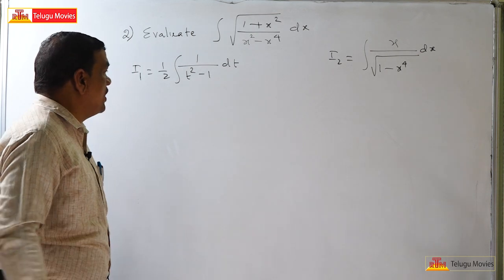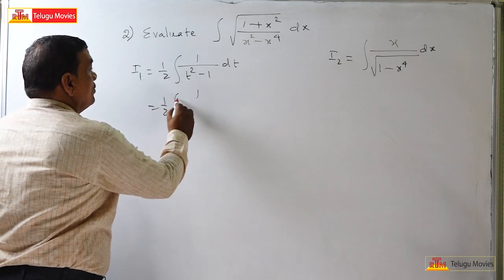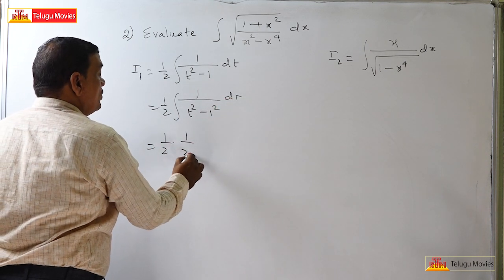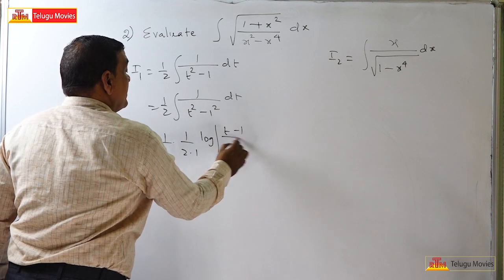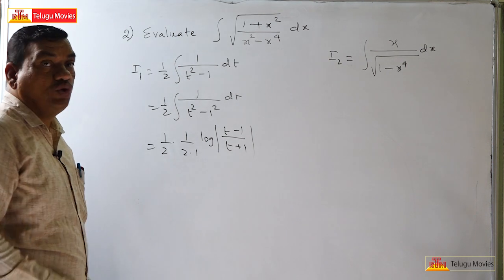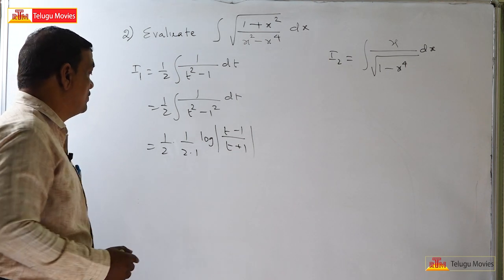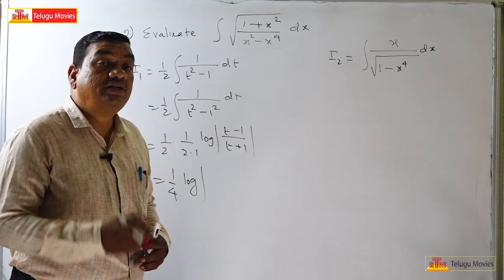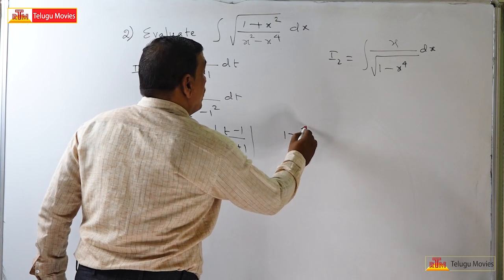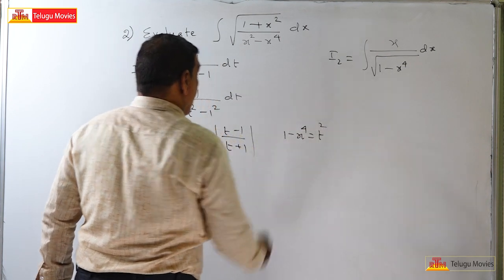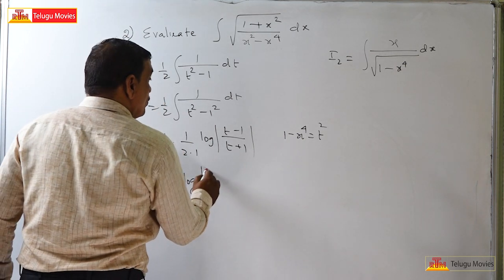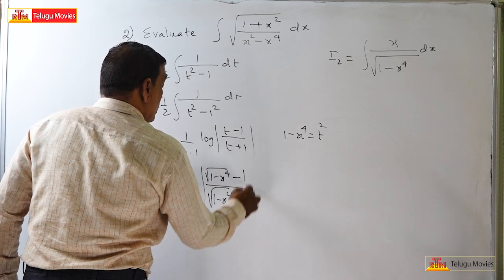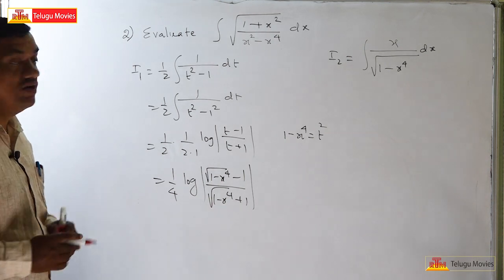Welcome back to the remaining calculation. So this is equal to 1 by 2 into the integral of 1 by t² minus 1² dt. This is equal to 1 by 2 into 1 by 2a into log of t minus 1 by t plus 1. So this is equal to 1 by 4 into log of, what is t here? We have taken 1 minus x⁴ equal to t². So t is root of 1 minus x⁴, giving root of 1 minus x⁴ minus 1 by root of 1 minus x⁴ plus 1. So the first integral value is over.